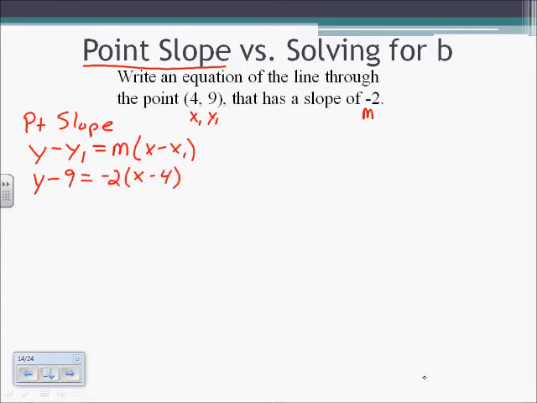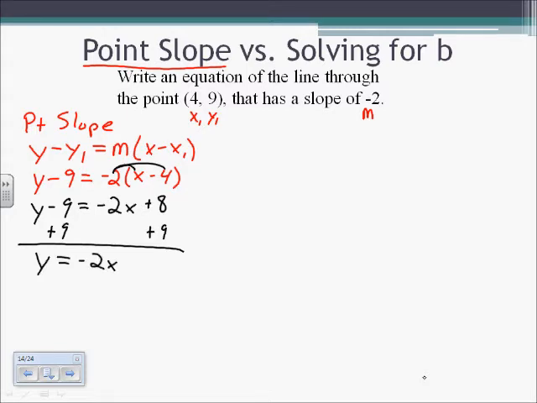At this point, if we want an equation of a line, it really means put it into slope-intercept form, which means I have to have a y equals. To get y by itself, I need to distribute on the right side first. So I have y minus 9 is equal to -2x plus 8. I would then add 9 to both sides. Here I would have y is equal to -2x plus 17, and that would be my equation of a line that goes through the point (4, 9) and has a slope of -2.